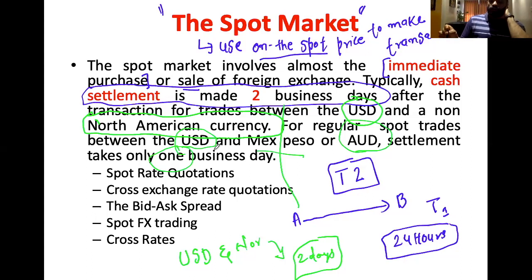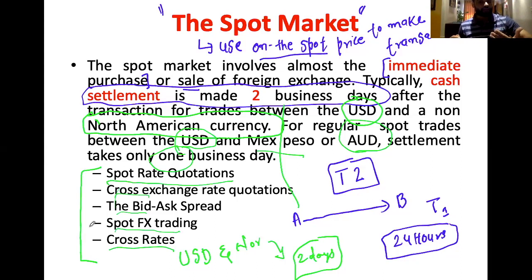So let's move on to how we can exchange the currencies. We have five different ways: first, with the help of spot rate quotations, and then cross exchange, bid and ask, spot FX trading, foreign exchange trading, and cross rates. All these five types of components of spot markets we have. In order to understand spot markets, we have to go through all these five components, one by one. Your calculation starts from spot rate quotations. So let's start with the spot rate quotation.